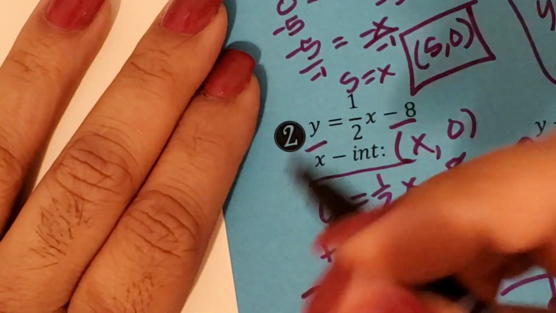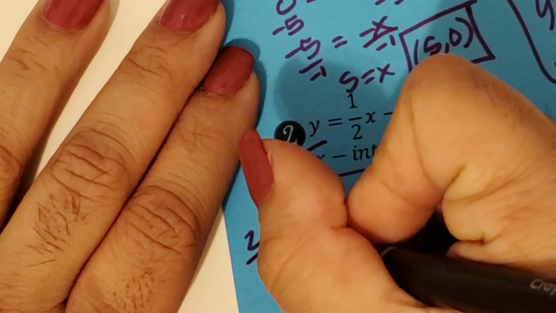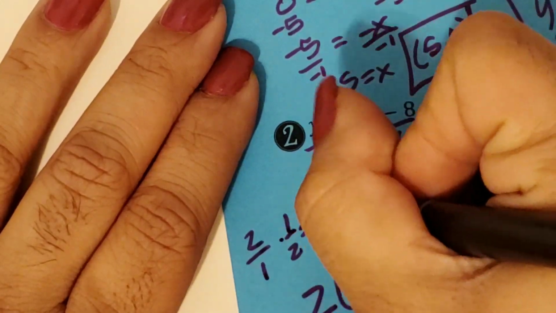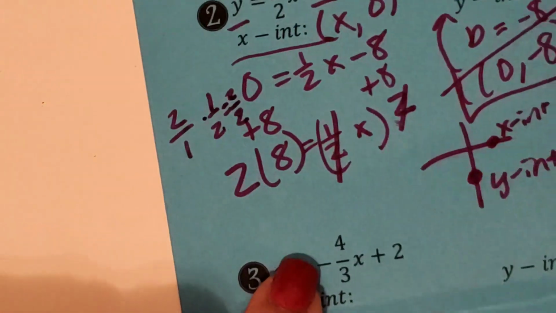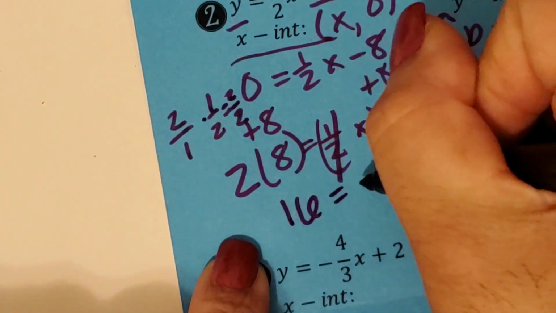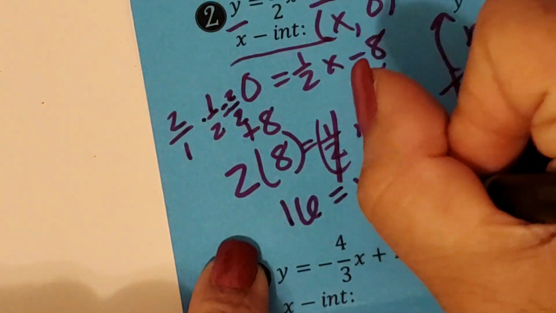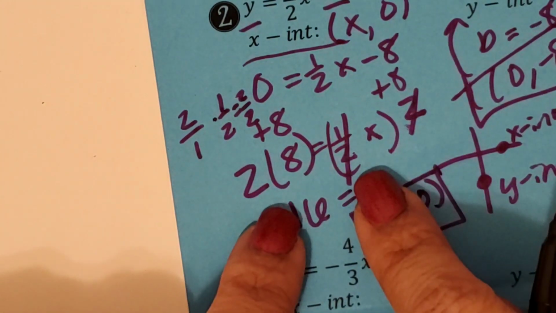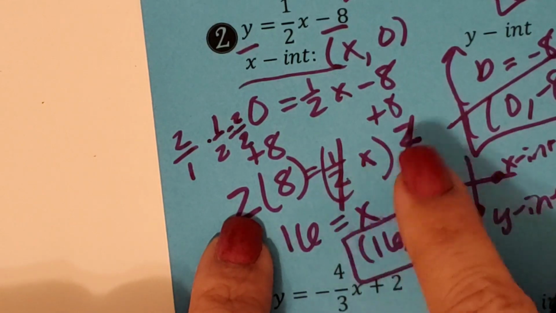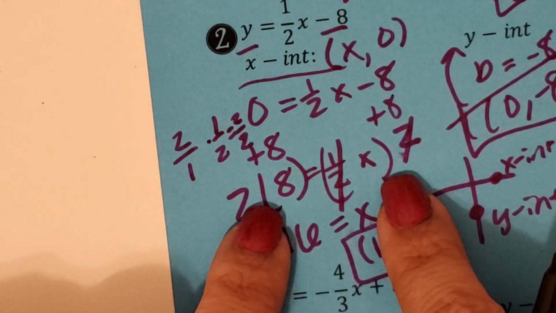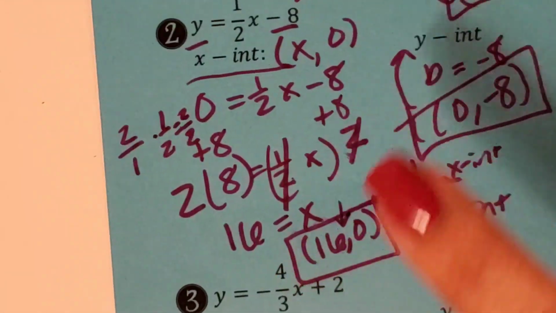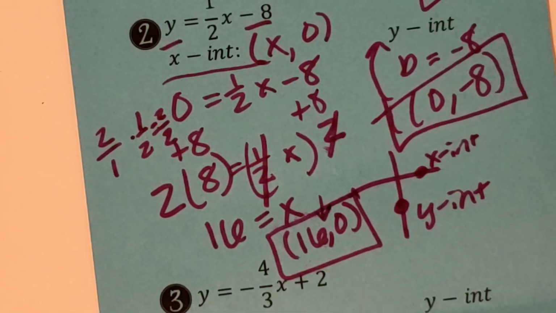These will cancel out, and if you're confused as to why, 2 over 2 gets you 1. And you get 16 equals x, but we're going to write (16, 0). And if this messes with your head, think about it this way. Half of what number is going to get you 8? Half of 16 would have gotten you 8. Not 4 like some of you thought. Half of 8 is 4, but not the other way around.